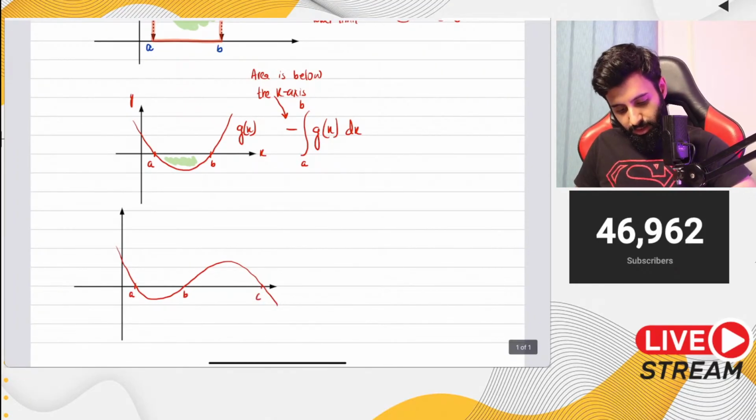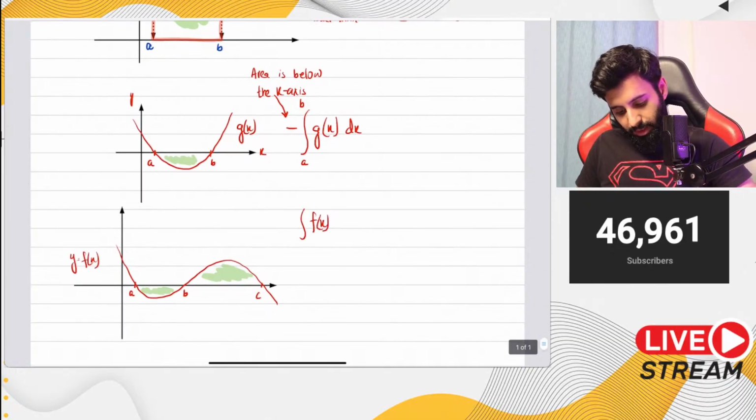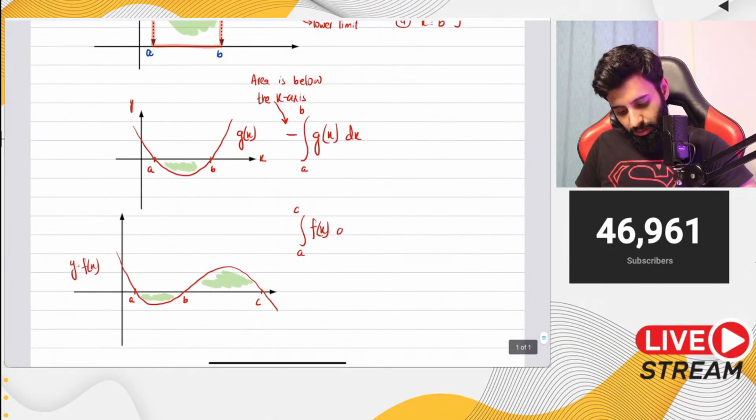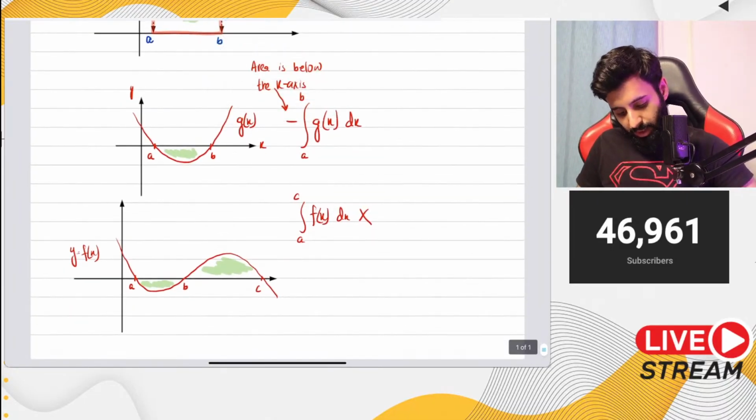Now in this case, let's have a look at the wrong way to do it. The wrong way to integrate something like this, and this usually happens in kinematics, and let's say this is y equals f of x. If you're integrating y equals f of x within the limits c and a, this is wrong. Instead, the correct way of finding the area of the shaded region is to do it in parts.